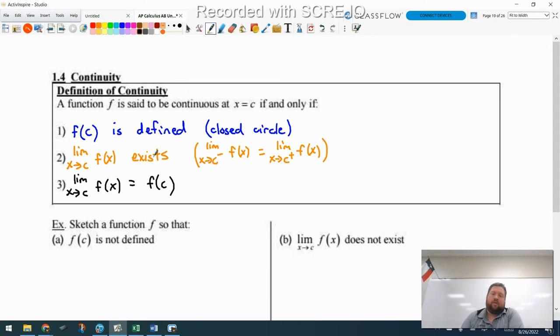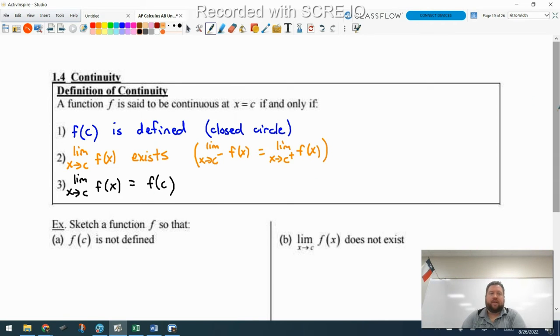Okay, so that third part, for number two to be true, the limit could be approaching an open circle. It could be approaching a hole. So the limit would still exist, but there's a hole in the graph. So the only way for a function to be continuous is if the limit is approaching the closed circle. So it can't be approaching an open circle. It has to be approaching a closed circle value on the function.